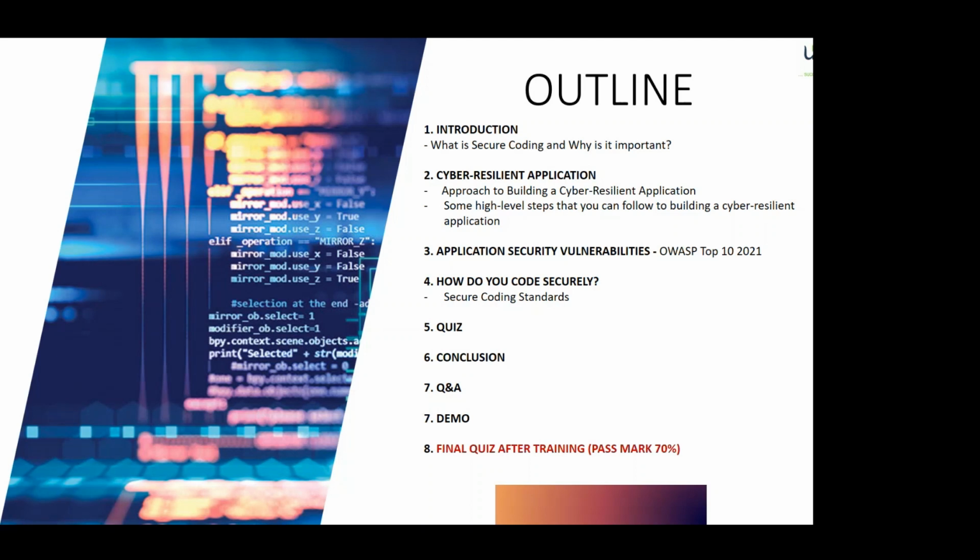Then the most important part of this training is there's going to be a final quiz after the training, and the pass mark for this quiz is 70%. They're going to be sharing the link with us immediately after the training, provided we finish before 2. After 2, they will have to send it to our emails, but you need to write the quiz immediately after the training.